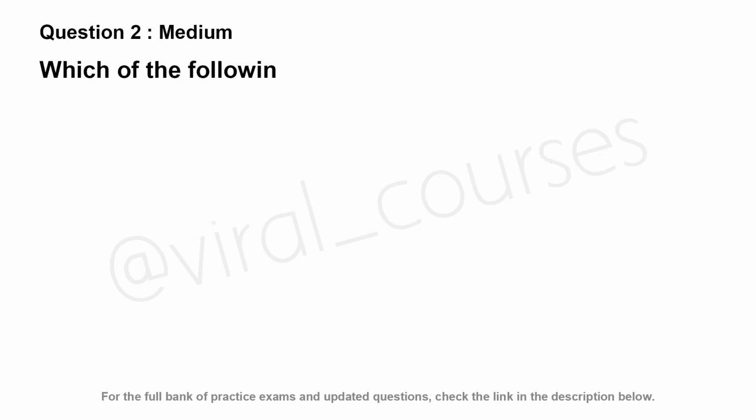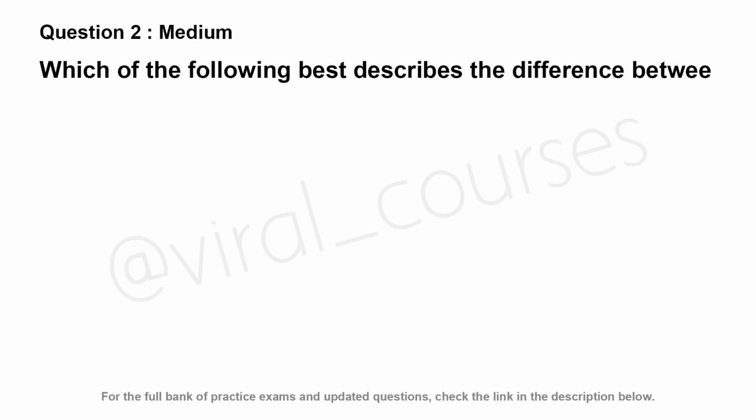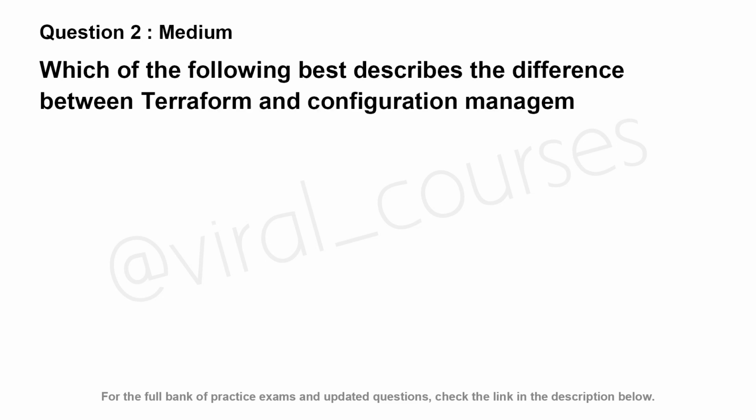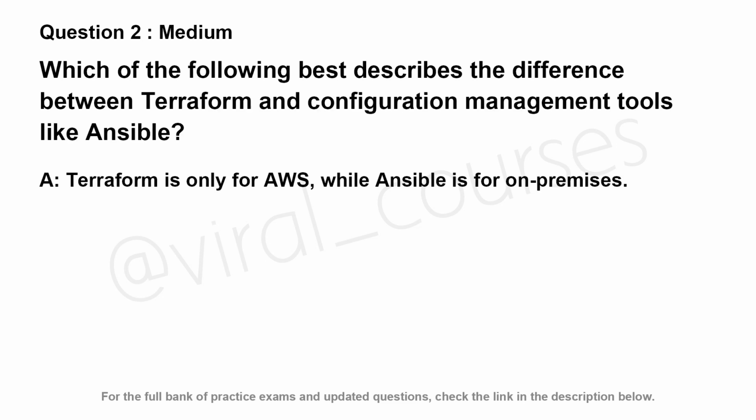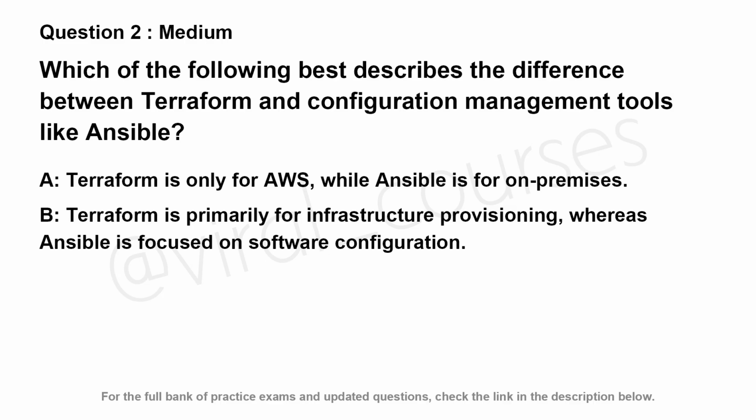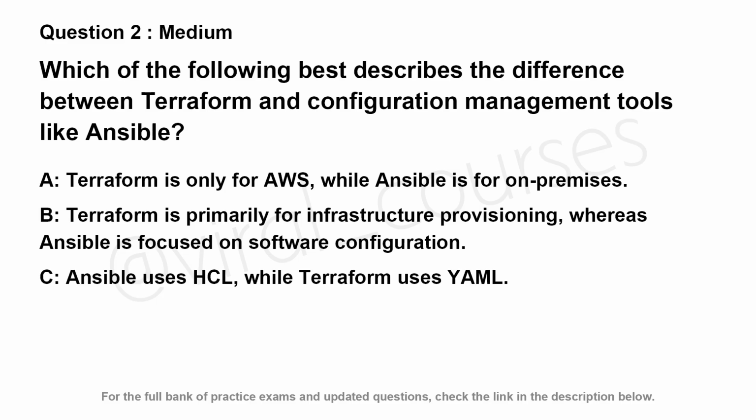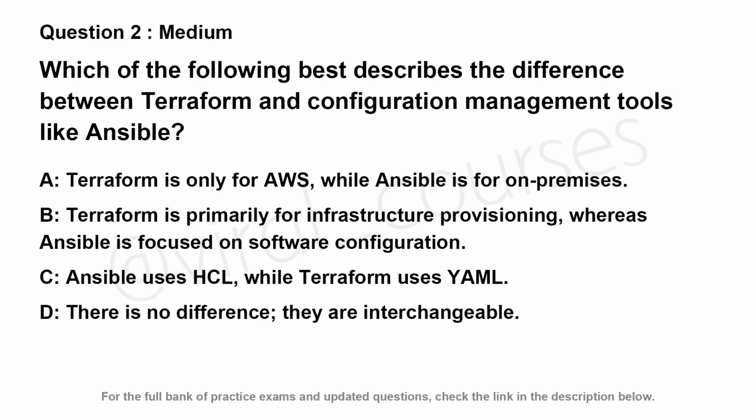Which of the following best describes the difference between Terraform and configuration management tools like Ansible? Option A. Terraform is only for AWS, while Ansible is for on-premises. Option B. Terraform is primarily for infrastructure provisioning, whereas Ansible is focused on software configuration. Option C. Ansible uses HCL, while Terraform uses YAML. Option D. There is no difference. They are interchangeable.